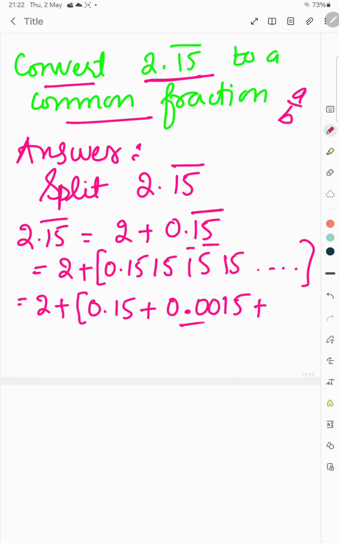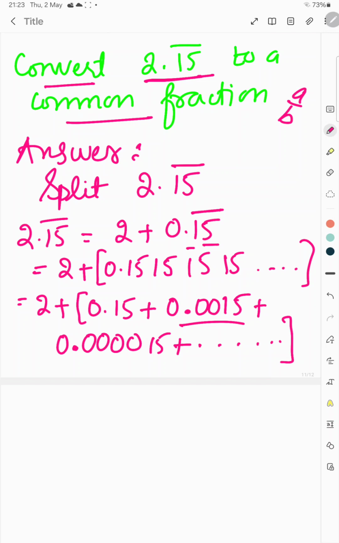Similarly for the third term the same number will be there, but again I will add 2 zeros after the decimal, and similarly it goes on. So it's enough, you just have to make the terms up to 3 terms.